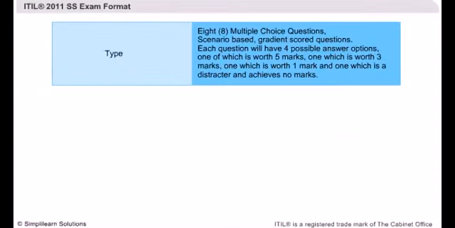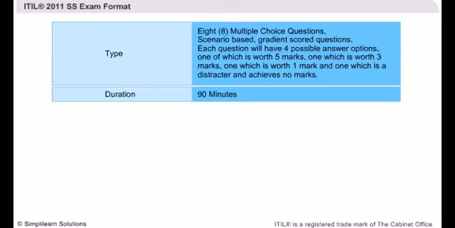The ITIL 2011 SS exam consists of 8 multiple-choice questions, which will be scenario-based, gradient-scored questions. Each question will have 4 possible answer options, one of which is worth 5 marks, one which is worth 3 marks, one which is worth 1 mark, and one which is a distractor and achieves no marks. The duration of the exam is 90 minutes.